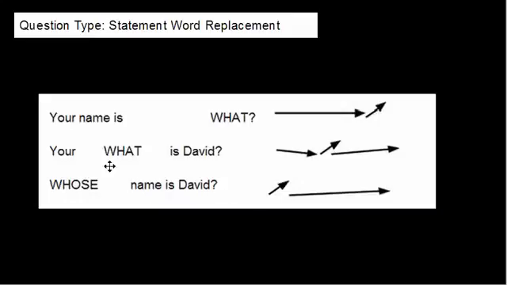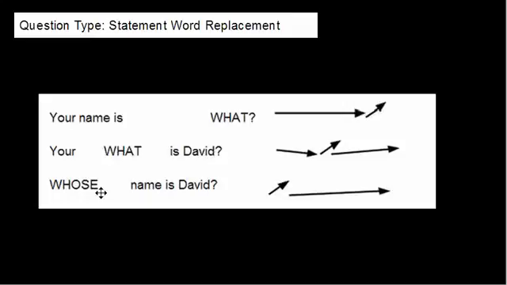Whose name is David? Okay, so your name is what? That means if I say, my name is blah, blah, blah, you can repeat and say, I'm sorry, your name is what? Oh, I'm sorry, my name is David. And somebody who doesn't know what David means might not know it's a name. They might say, my name is David. And they say, what? Your what is David? My name is David. Oh, I got it.